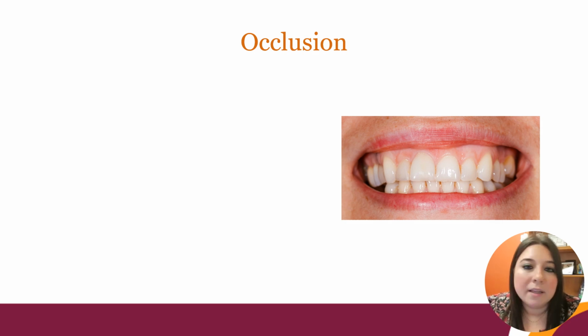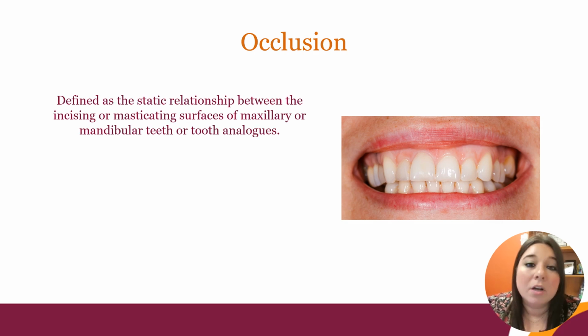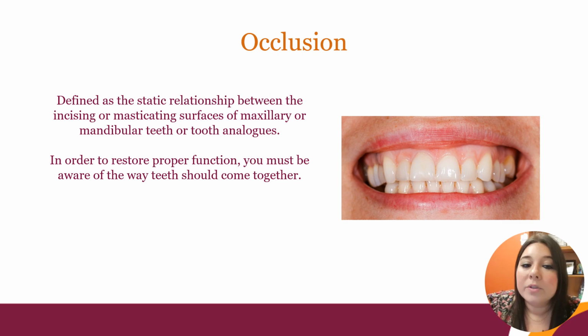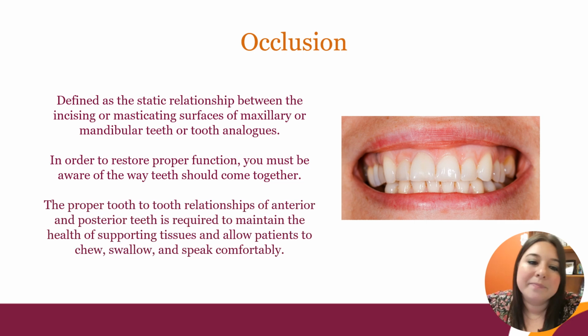So let's get a little bit more into occlusion. Occlusion is defined as the static relationship between the incising or masticating surfaces of maxillary or mandibular teeth or tooth analogs, like your models or typodonts, things like that. In order to restore proper function, you must be aware of the way teeth should come together. So this is what we're going to get into next.